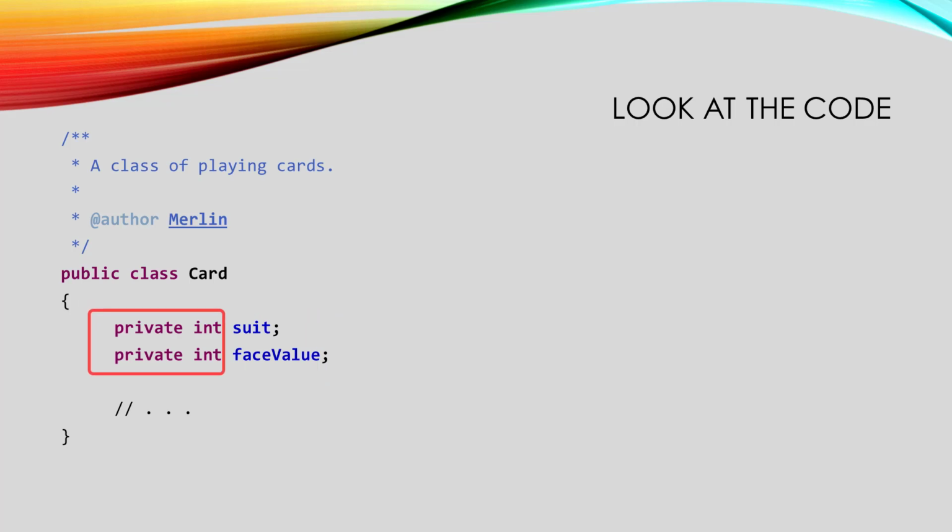Also note the extra keyword private. This means that only the code in this class can see those variables. Don't worry too much about that right now. We'll talk about that a lot more in stage 5.